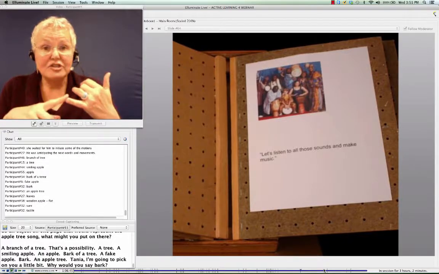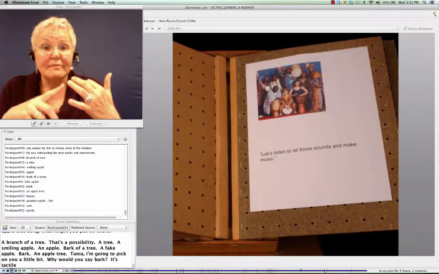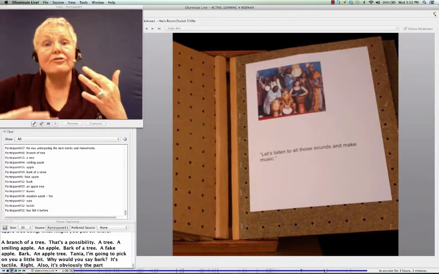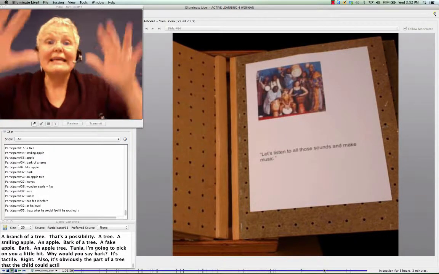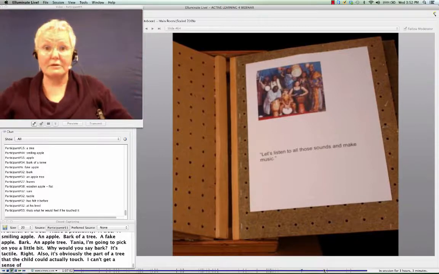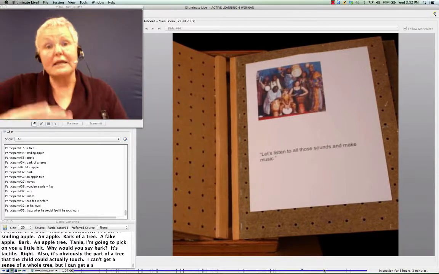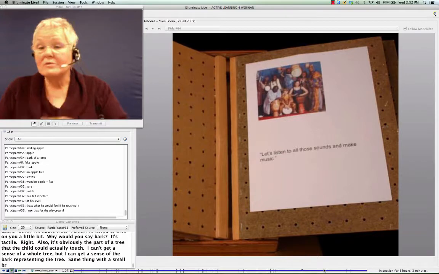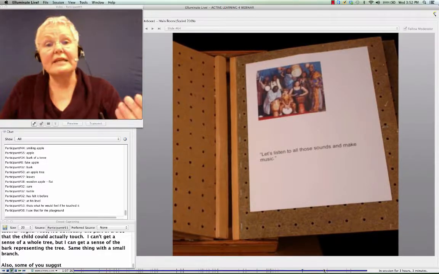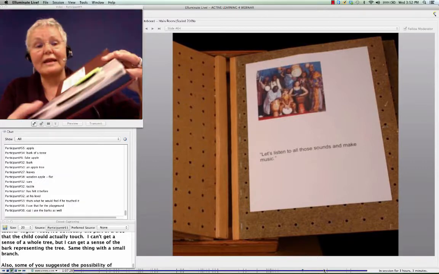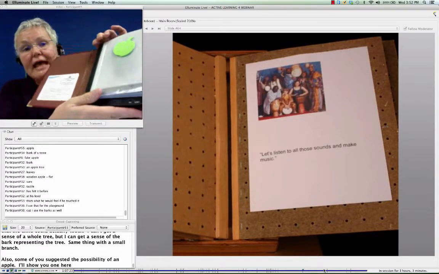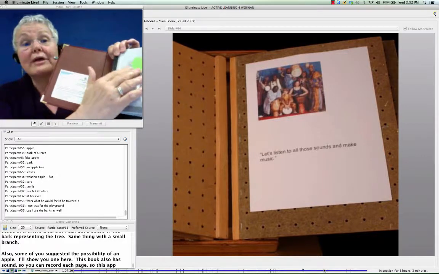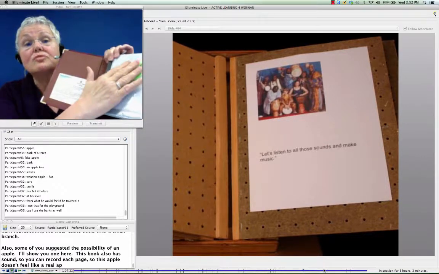It's tactile. Right. It's tactile, and also it's obviously the part of a tree that the child could actually touch. I can't get a sense of a whole tree, but I can get a sense of the bark representing tree. Same thing with a small branch. Also, some of you were suggesting the possibility of an apple, and I'll just show one here. This happens to be a book that has sound with it, so you can record each page. This apple does not feel like an apple. It is not a real apple, okay? But it can start to represent an apple.